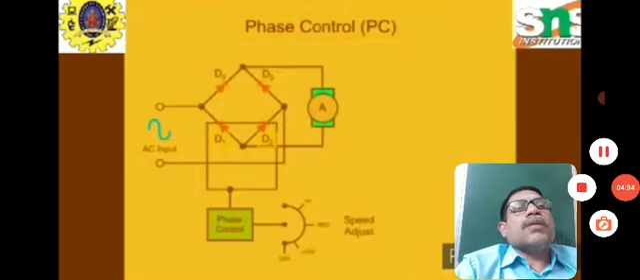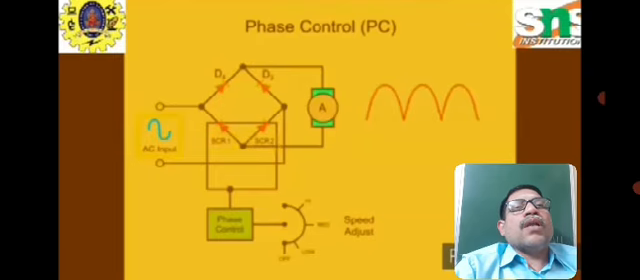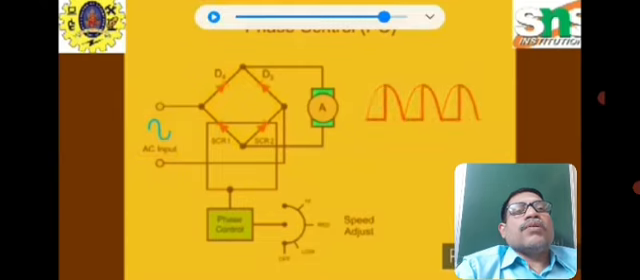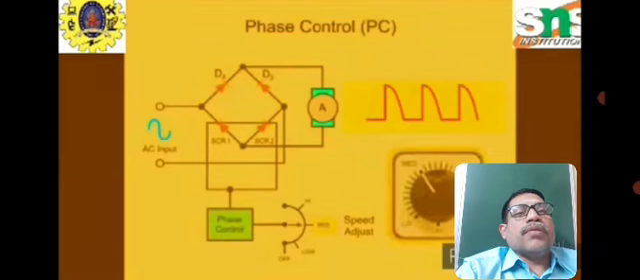Now let me discuss the phase control technique. See here, there are two diodes and two thyristors, and the input is the AC supply, which is green in color, and the output is the red waveform, which is across your armature. The speed adjustment shown here is a phase controller. Phase control. It has low, medium, and high positions. A phase control technique is utilized here.